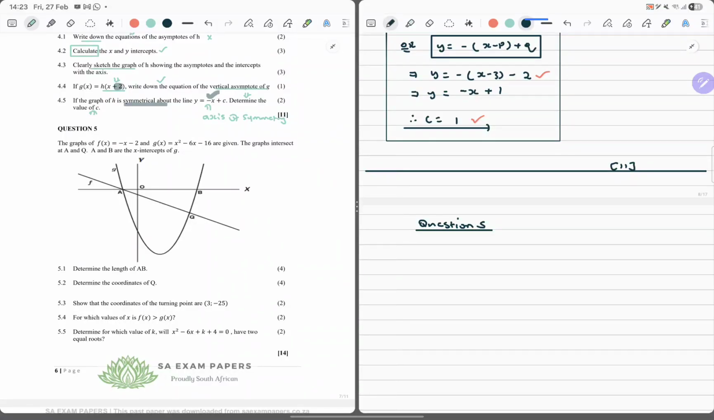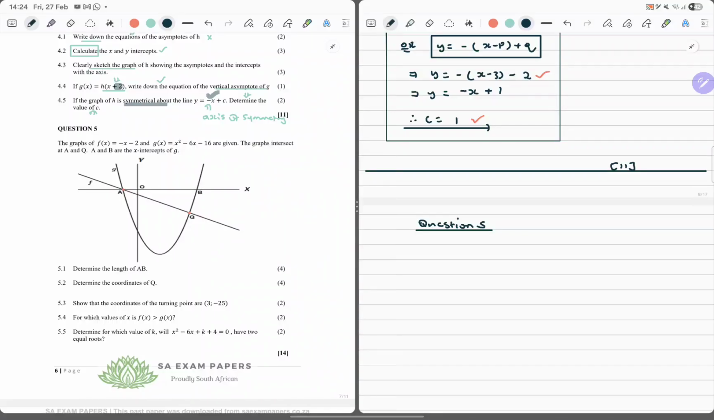Right, so we're looking at question 5. The graphs of f(x) = -x - 2 and g(x) = x² - 6x - 16 are given. The graphs intersect at A and Q, so we can see there that they have a common x-intercept, and they also meet there. Now A and B are the x-intercepts of g. Okay, we can already see that.